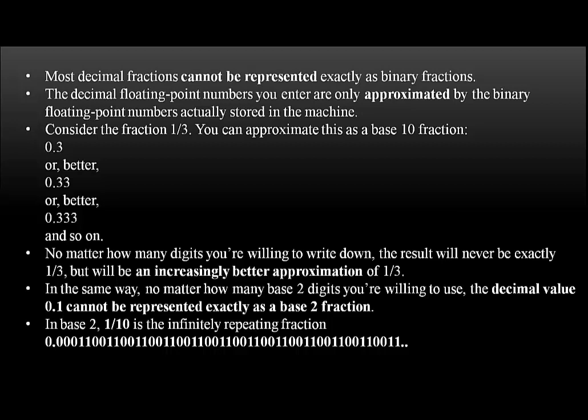You can also see this in a decimal fraction. Consider the fraction 1 by 3. We are talking about base 10, that is, decimal fraction. So which is better? 0.3 is better, or 0.33, or 0.333, or 0.3333? However many 3's we add after the decimal point, the better the approximation we reach for the fraction 1 by 3. This is something we all know.